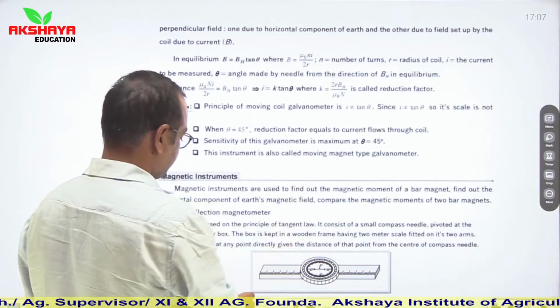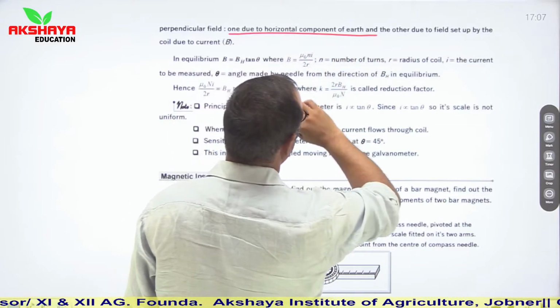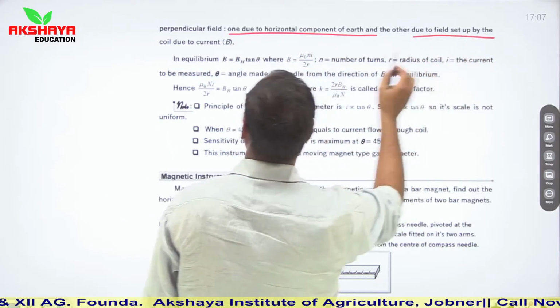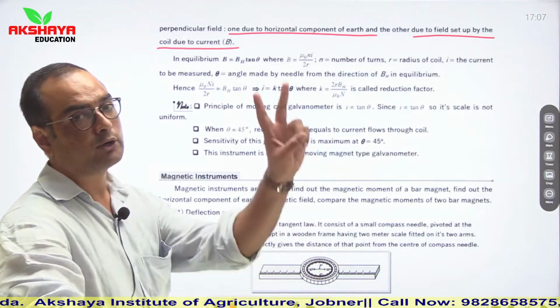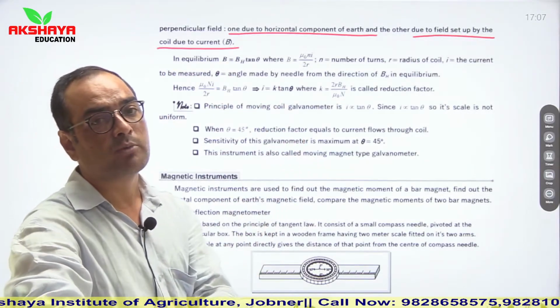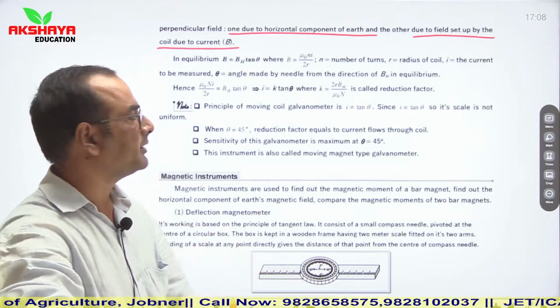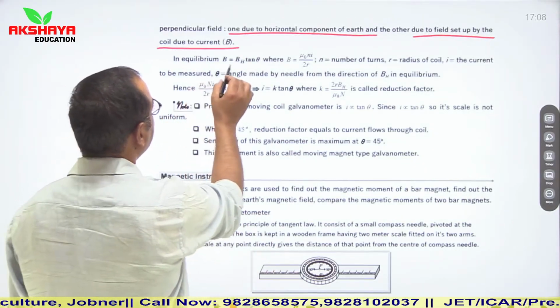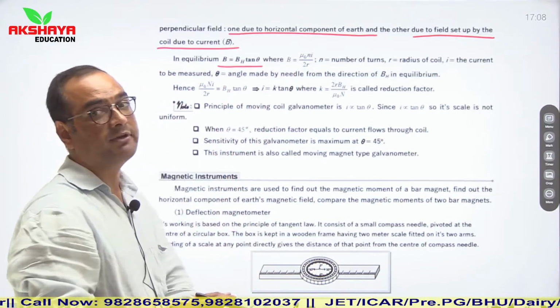Here are two magnetic fields, one due to the horizontal component of Earth and the other set up by the coil due to current I. In equilibrium condition, B is equal to BH tan theta. Here B is the magnetic field due to the coil.